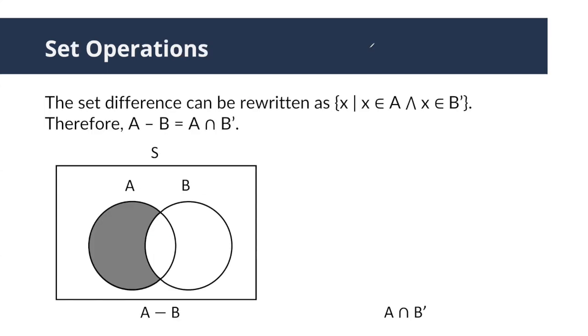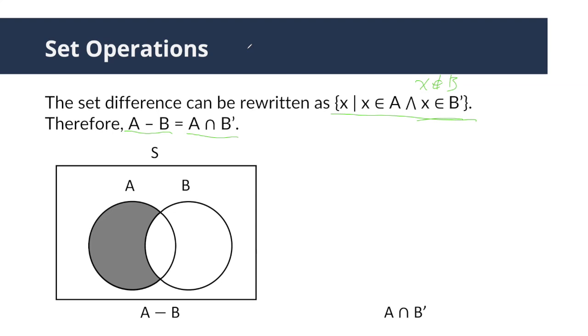Using the complement concept, we can rewrite the set difference this way. Basically, we are replacing the second property of x, x not in B, with x is in B complement. Therefore, A set minus B is equal to A intersect B prime. Next, we're going to use a Venn diagram to illustrate that they are indeed equal.